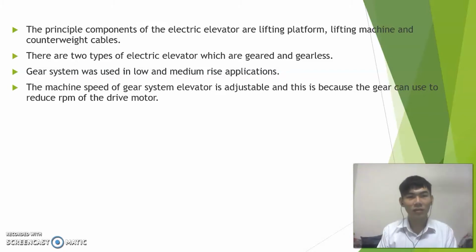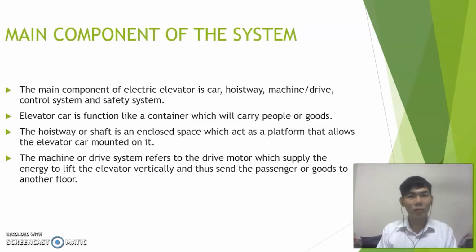The geared system is used in low and medium rise applications. The machine speed of a geared system elevator is adjustable, because the gear can be used to reduce the RPM of the drive. The main components of the electric elevator are the car, hoistway, machine or drive system, control system, and safety system.